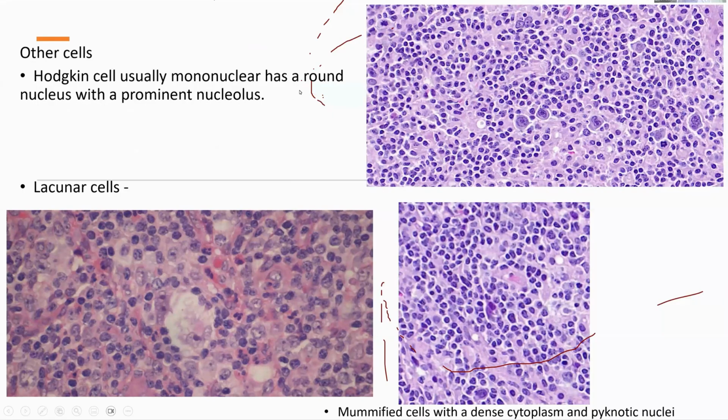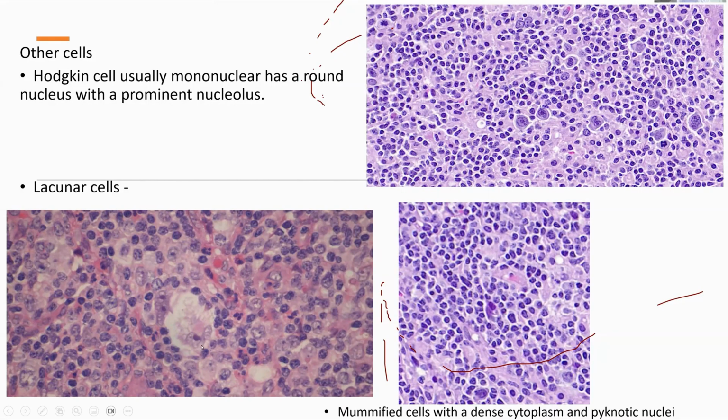But they are not the only cells that you can see in Hodgkin lymphoma. Hodgkin lymphoma has a Hodgkin cell, or mononuclear Hodgkin cell. Similar to the previous one that we have seen, but it is one round cell with one prominent eosinophilic nucleolus. We call it a Hodgkin cell.